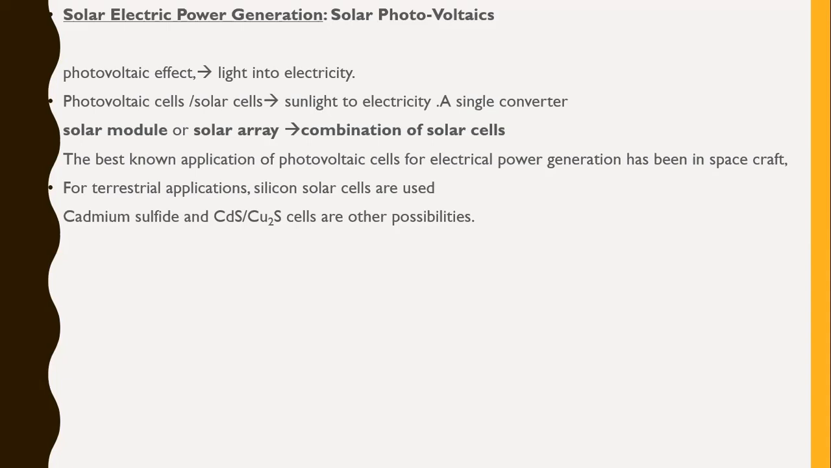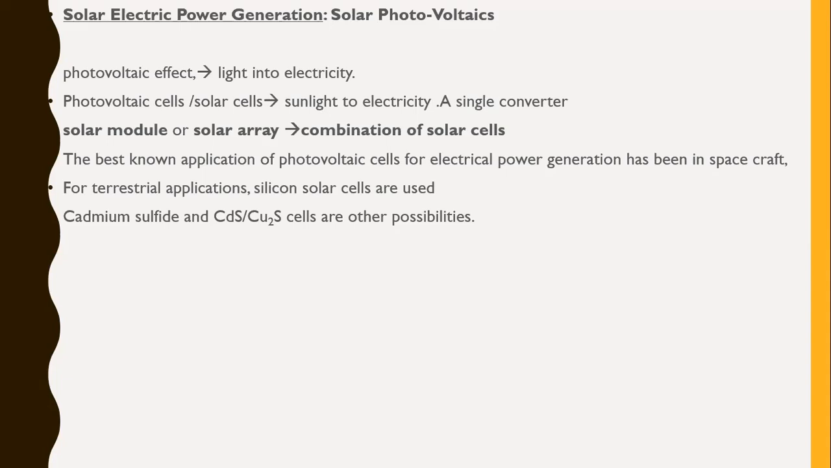This is the first topic in the third unit: solar electric power generation. This electric power generation is done through solar photovoltaic cells, solar cells. So first we will see the introduction and then go further.